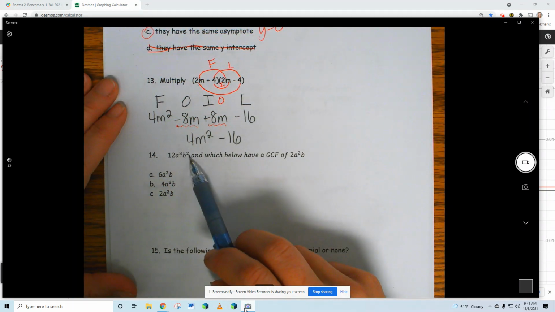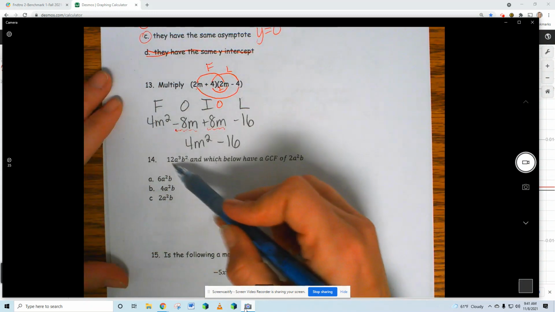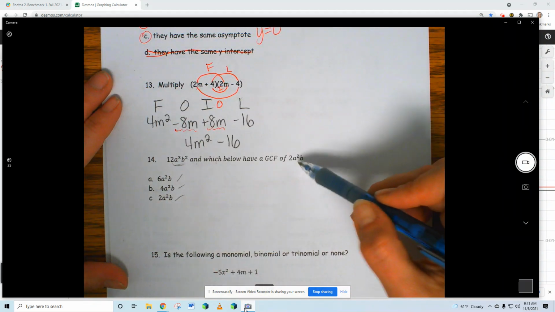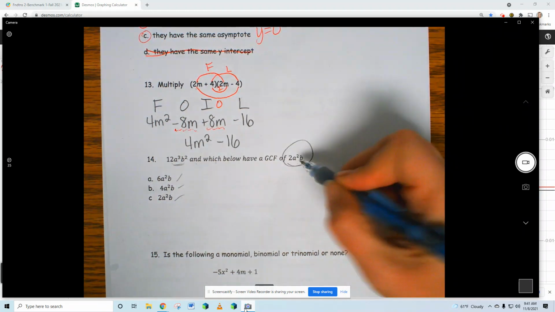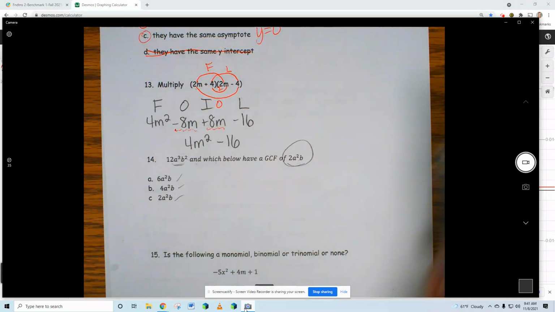12a cubed b squared, and which below? So this one and which one of these have a GCF of 2a squared b? So this is the GCF, 2a squared b. I want to know which other one of these would have a 2a squared b as the GCF. If this is the GCF, there's for sure an a squared in here, and for sure a b in there. Because this has a to the third, so for sure it has an a squared. And this has b squared, so for sure it has a b to the first.